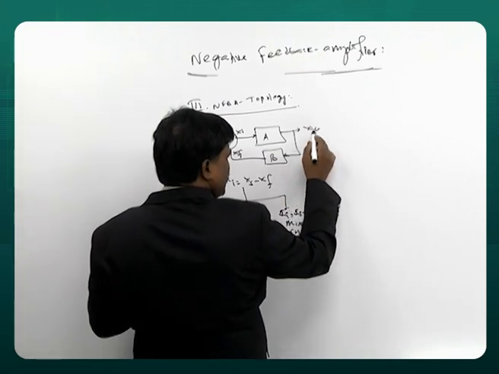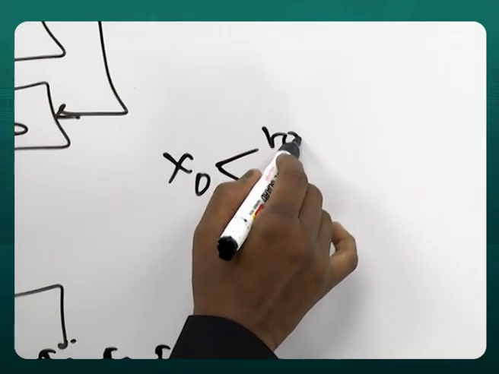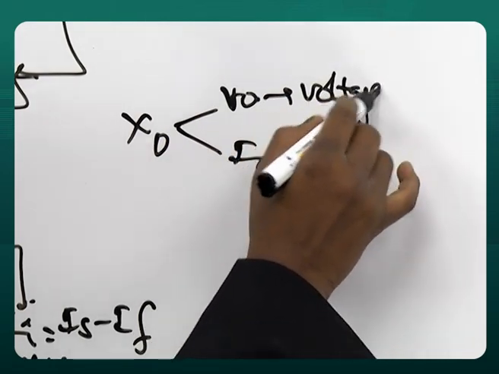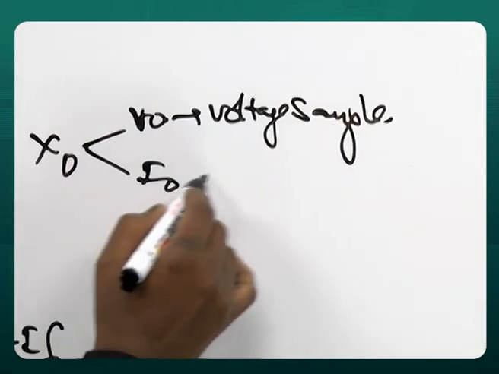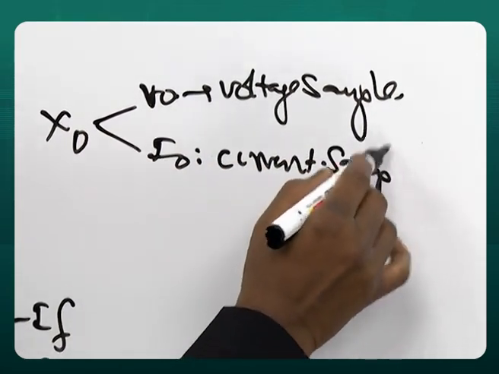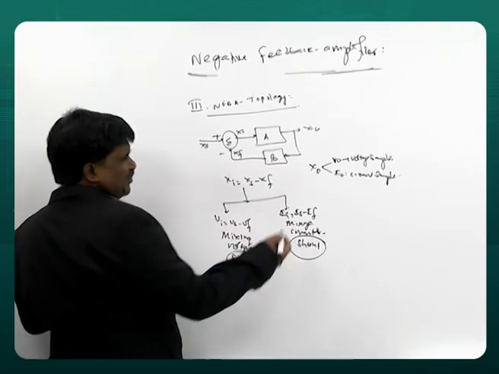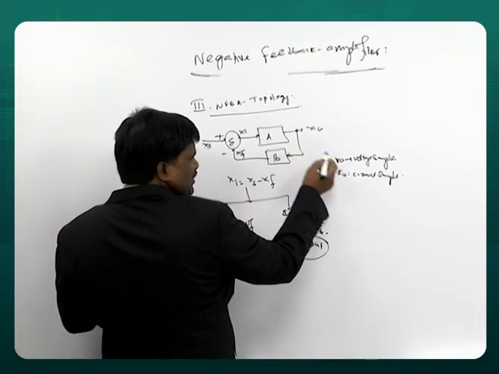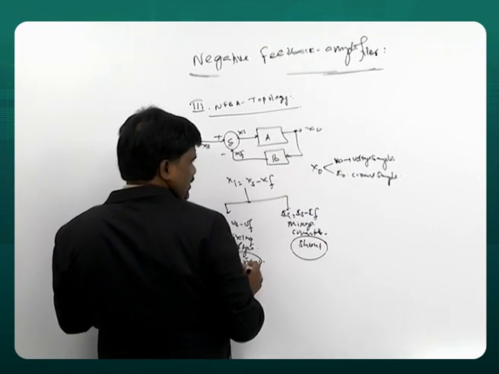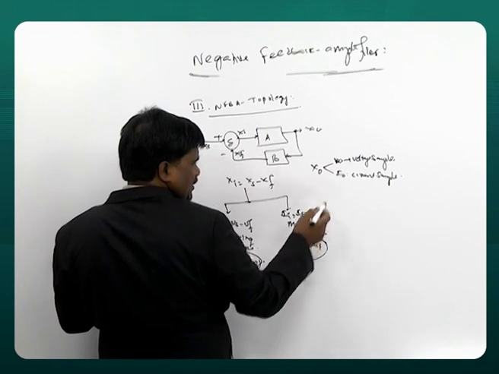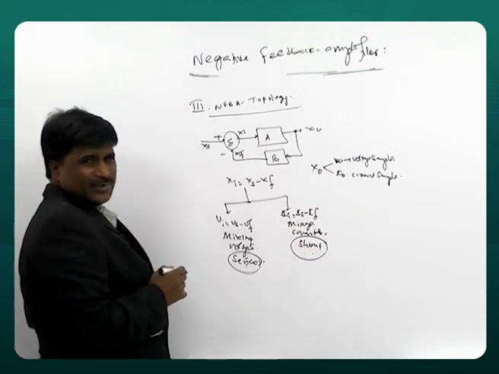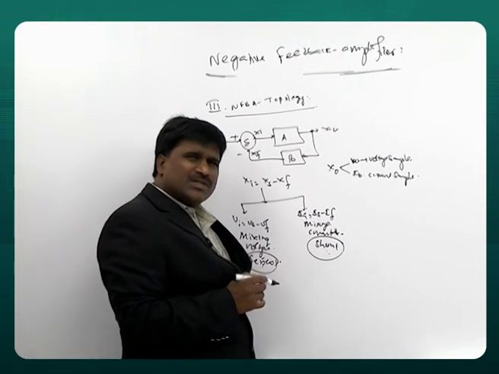Then similarly, when it comes to output, we have two things, V naught, I naught. This is called voltage sample. This is called current sample. Sample means taking something. You are taking a voltage sample, current sample. So voltage series, voltage shunt, current series, current shunt. Like that, 4 topologies got achieved.